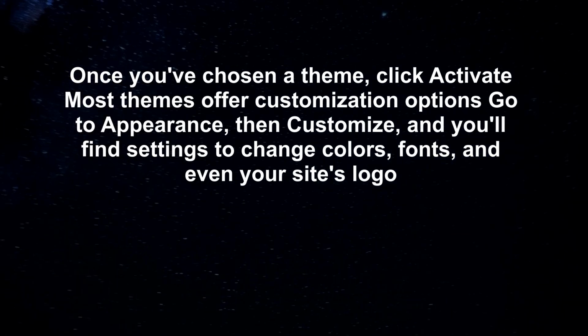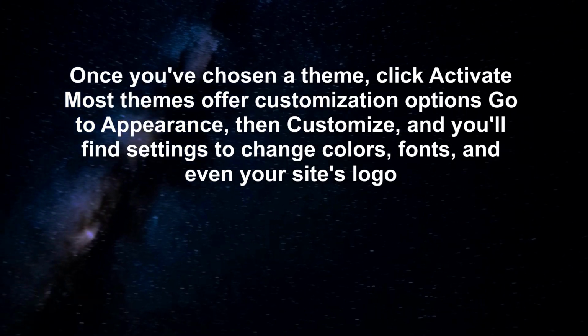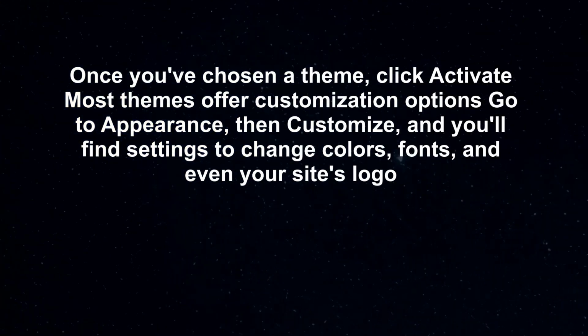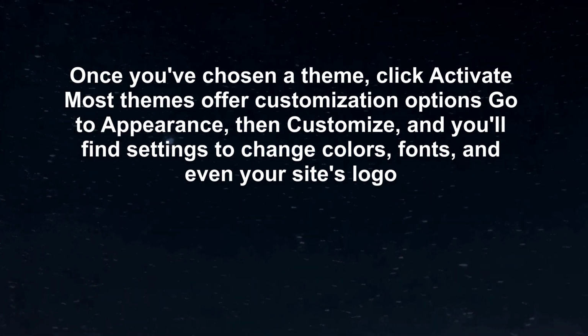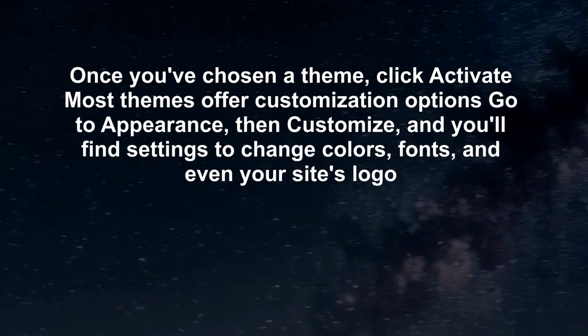Most themes offer customization options. Go to Appearance, then Customize, and you'll find settings to change colors, fonts, and even your site's logo.